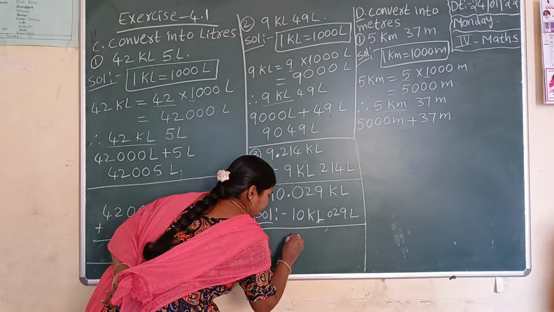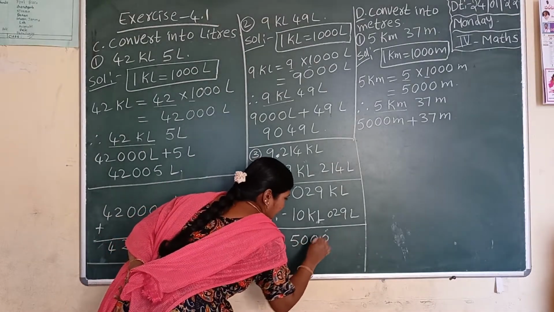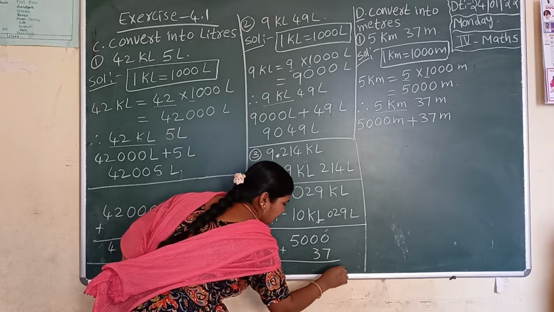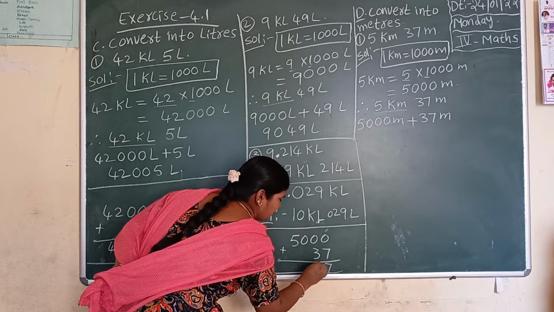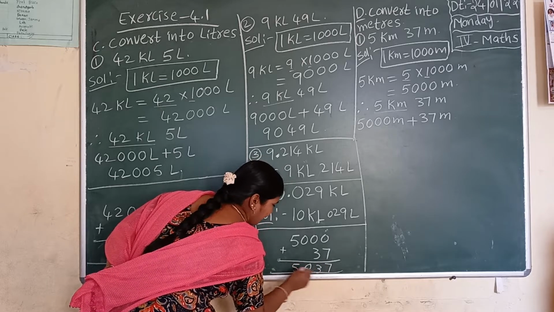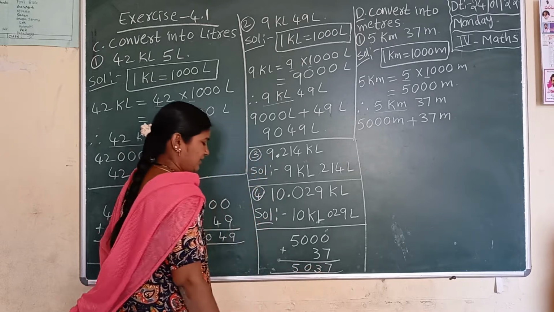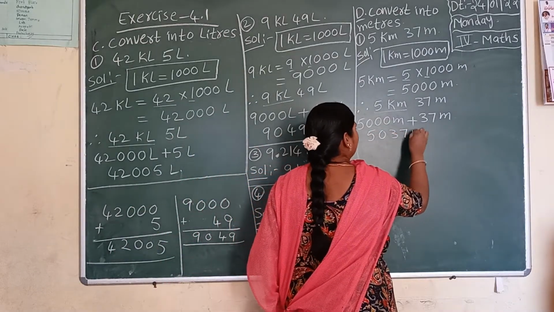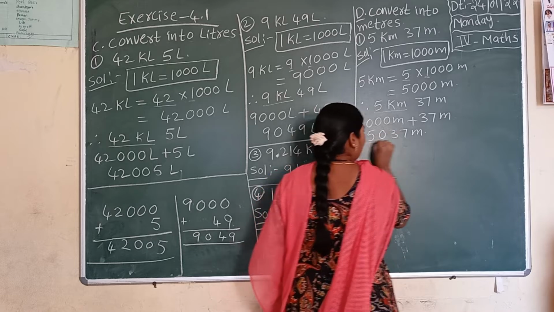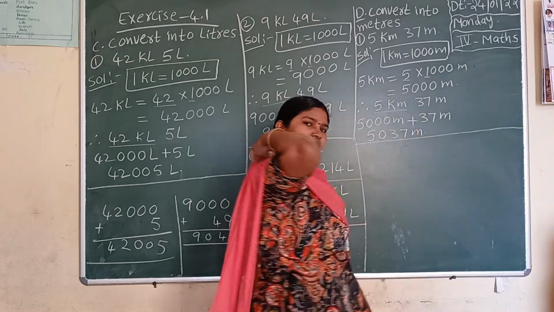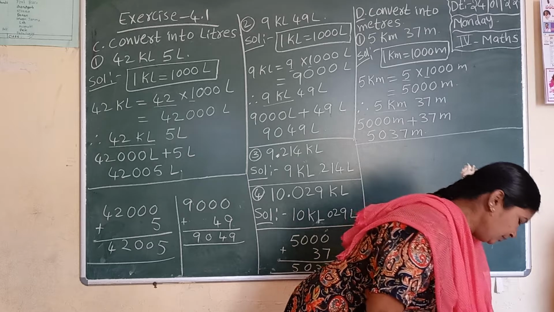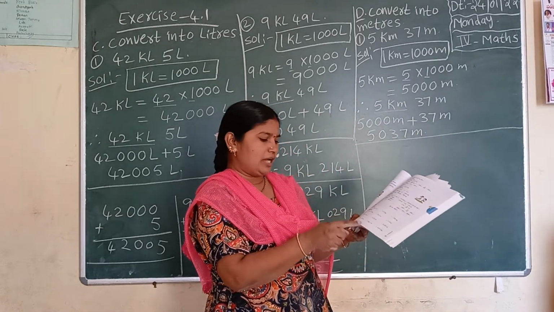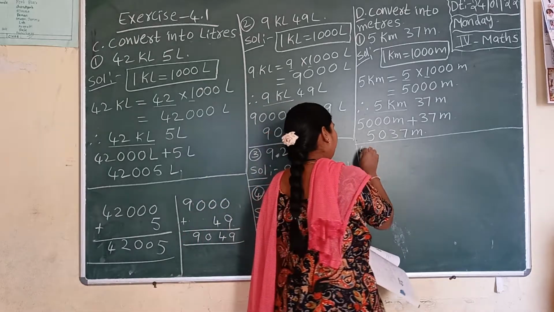5000 plus 37. You have to start with one space. Okay? 0 plus 7 is 7, 0 plus 3 is 3, 0, and 5, 3 as it is. So what is the answer? 5037 meters. You compulsorily have to write down the units. And the second and third problems are also the same as this, so you have to do them. The fourth one I will explain.